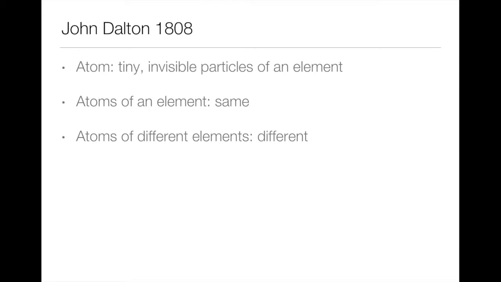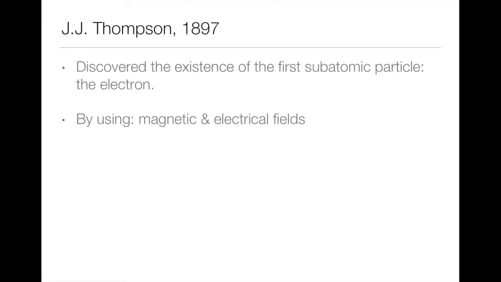He said that the tiny invisible particles of an element are called atoms. Atoms make up all the structures around us, and the structures around us are made up of elements. What makes elements different are the atoms. So different elements have different atoms, and the same element has the same atom configuration.